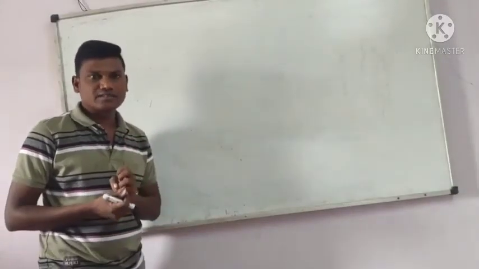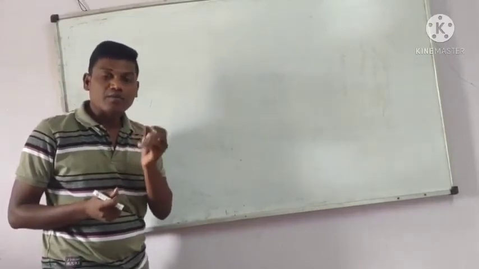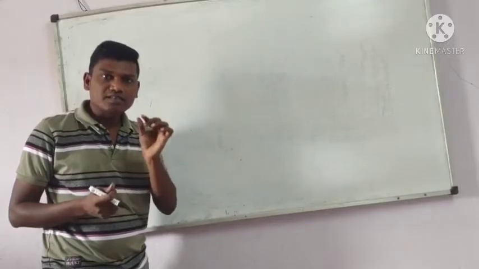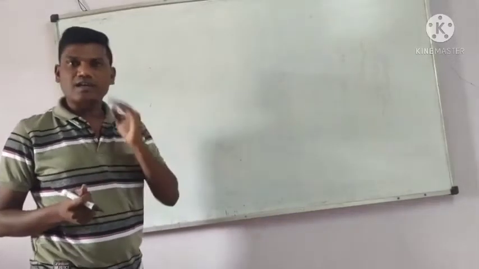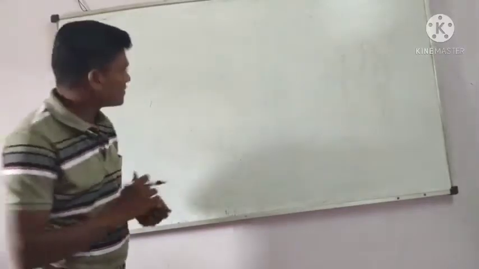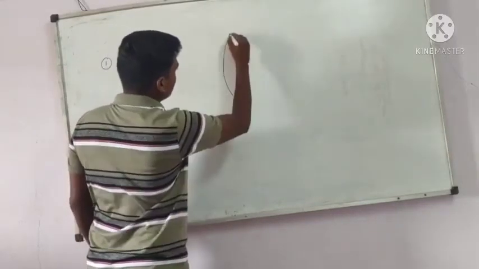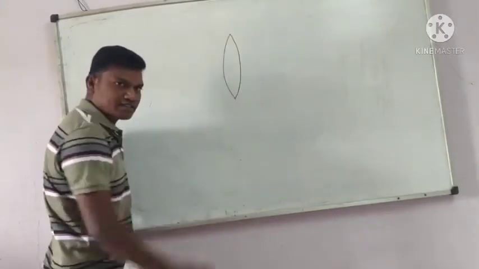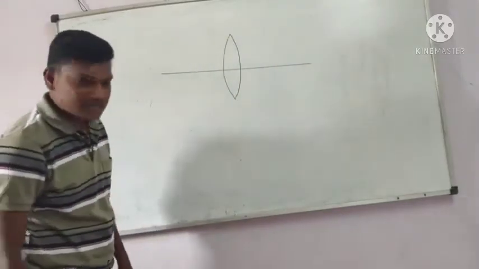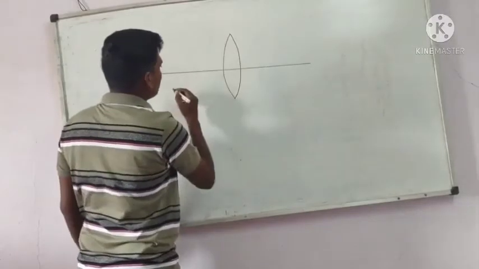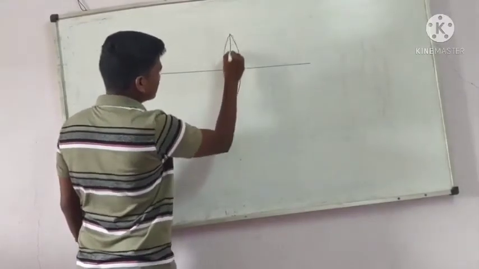Generally, in a convex lens, we know very clearly a virtual image is formed when an object is placed between the optic center and focus. I will draw a diagram for your understanding once again. So it is a convex lens, and we know that this is the principal axis. This one is the optic center.